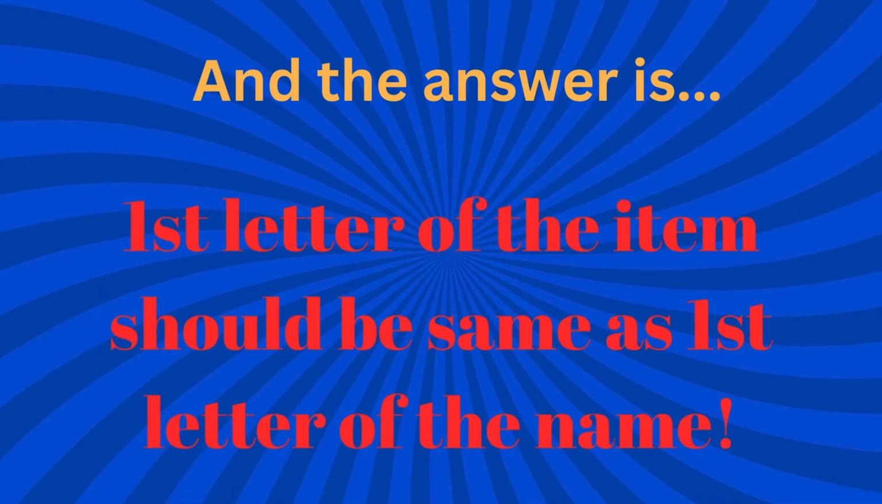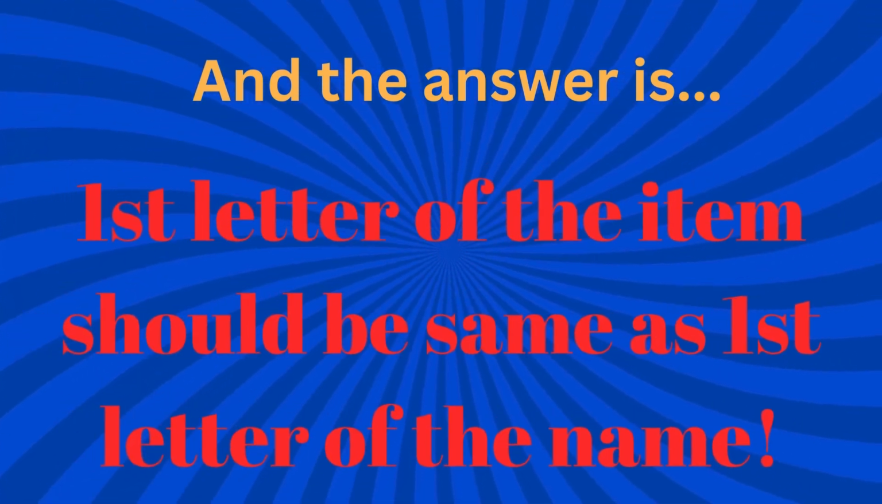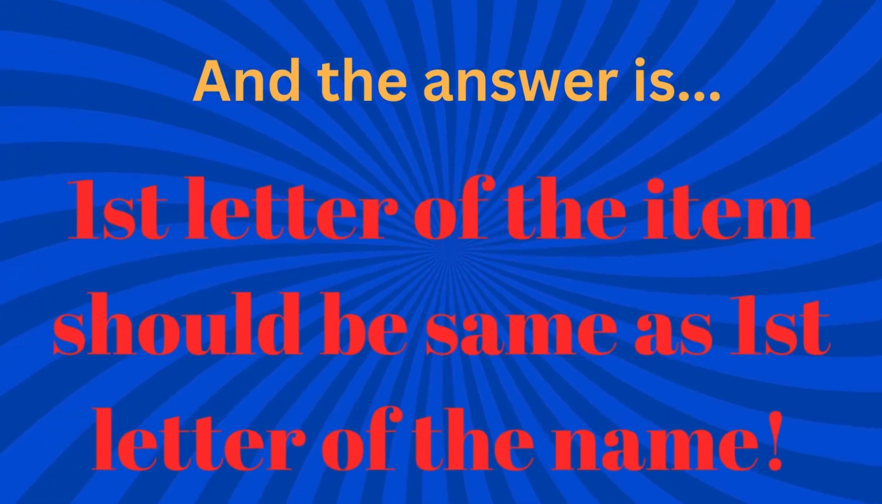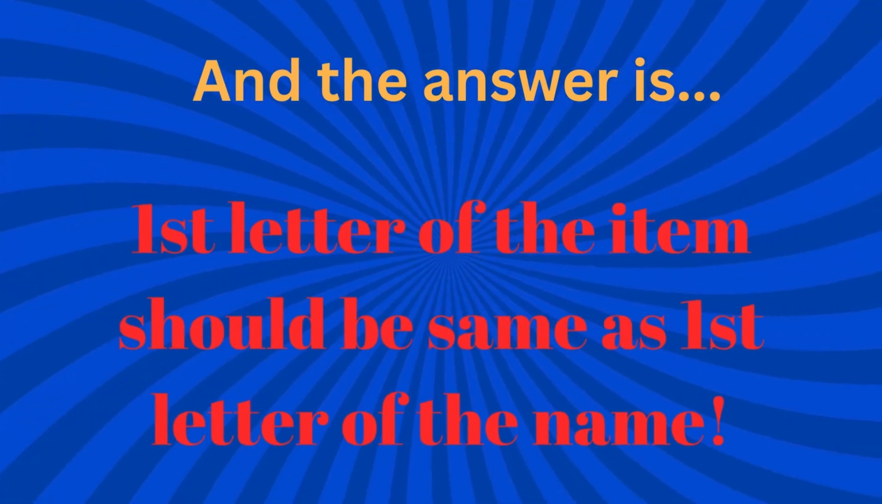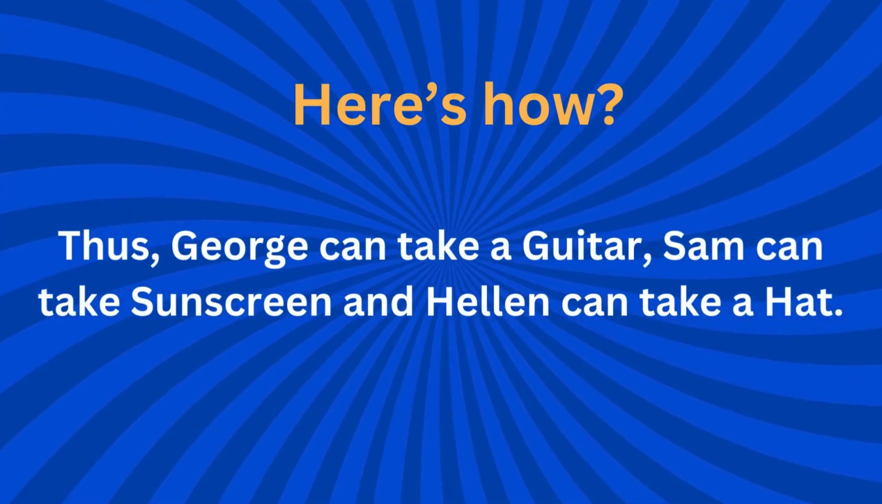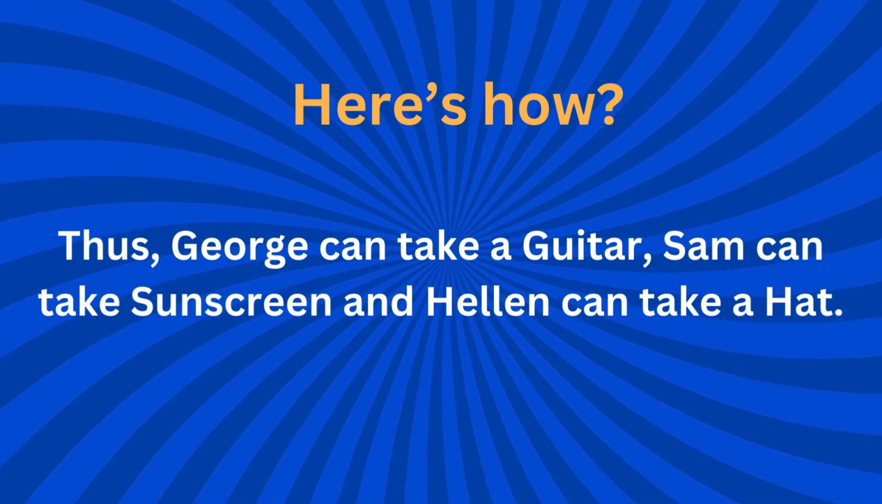And the answer is, the first letter of the item should be the same as the first letter of the name. Here's how. Thus, George can take a guitar, Sam can take sunscreen, and Helen can take a hat.